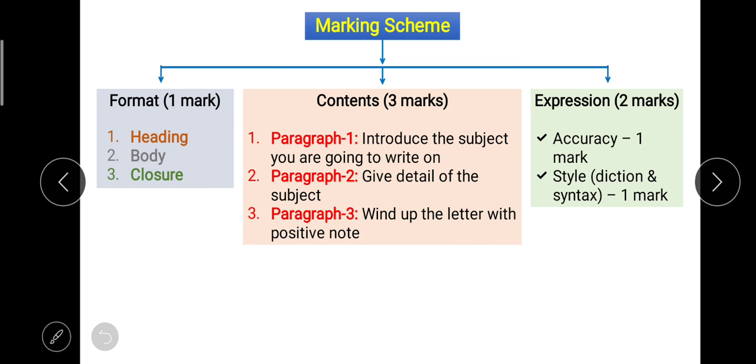Now we'll see the marking scheme, and this marking scheme is based on the CBSE pattern and guidelines. In total, the letter is for 6 marks, and these 6 marks are divided into 3 parts. First is format, which is for 1 mark, and format includes heading of the letter, body of the letter, and closure, that is subscription of the letter. Then comes content. This is the main part of the letter, that is the body, or we can say the message, and it's for 3 marks.